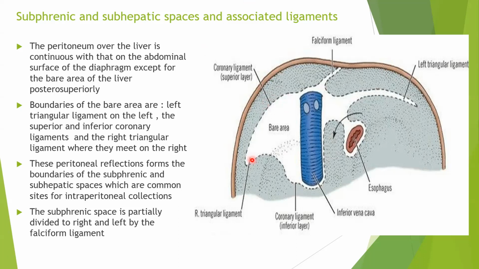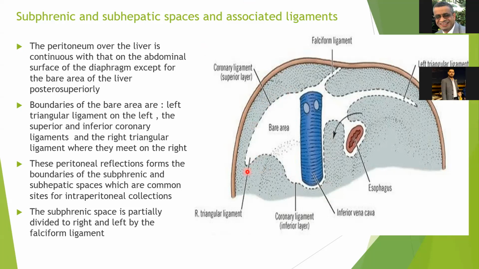This is the superior coronary ligament, the inferior coronary ligament, the right triangular ligament. This is the falciform ligament that divides the subphrenic space into right and left, and the left coronary ligament that divides the left subphrenic space into upper and lower compartments. The right triangular ligament divides the subphrenic space into two compartments.